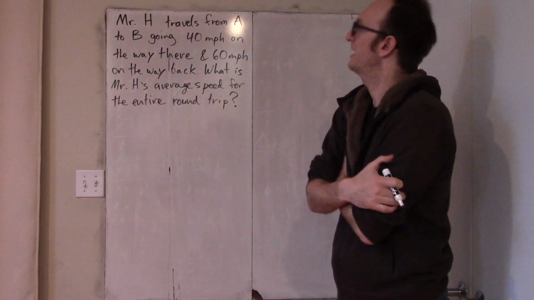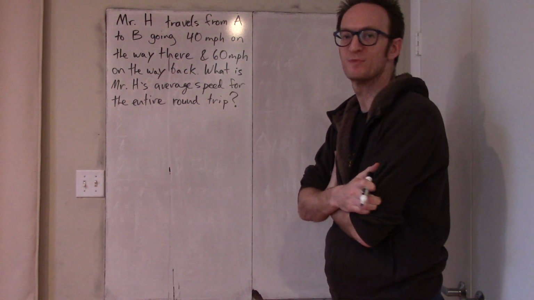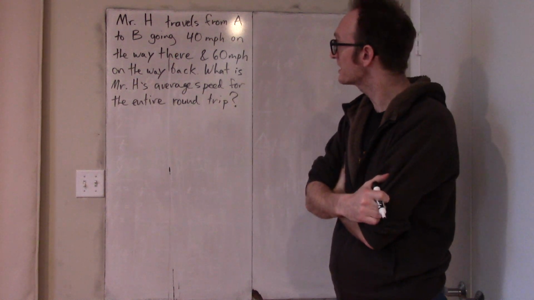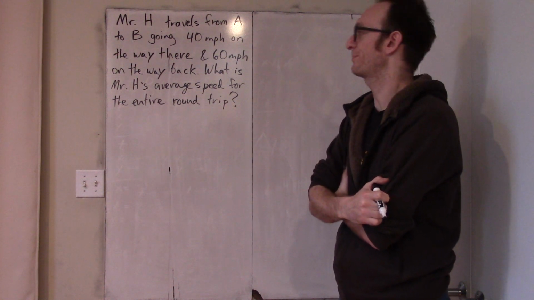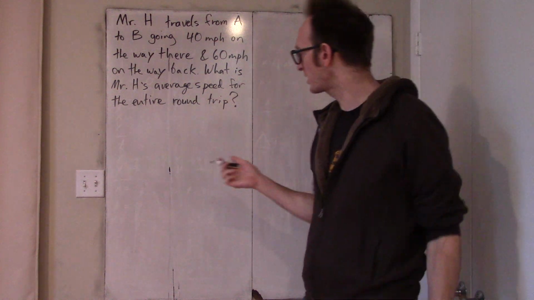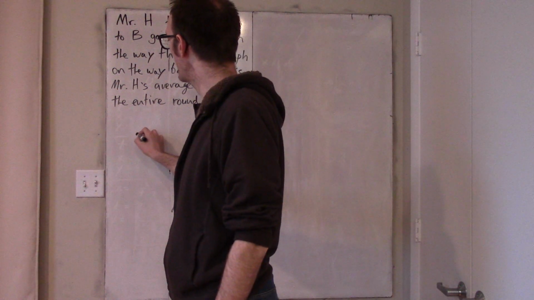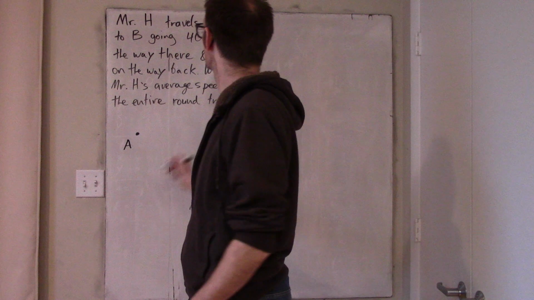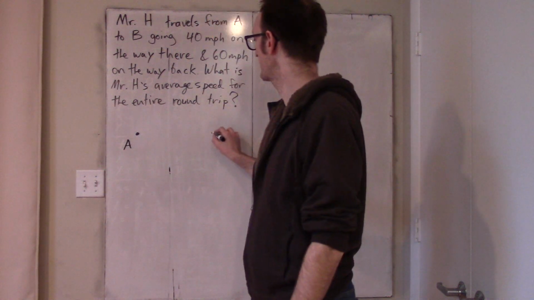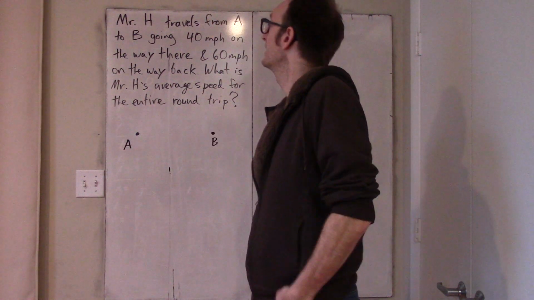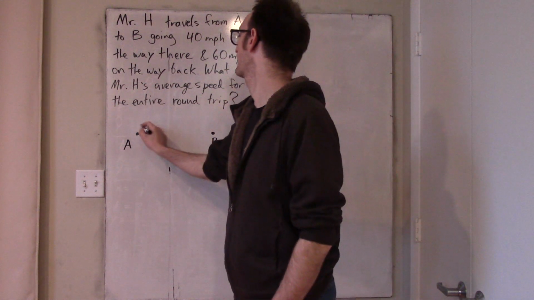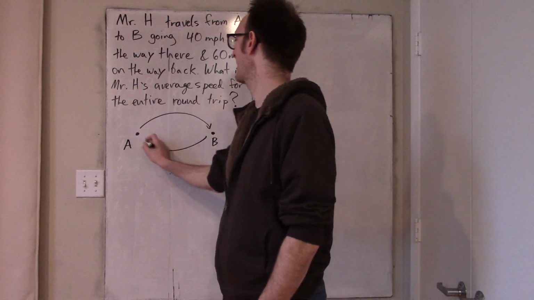Let's do it. There's this person, I'm calling them Mr. H, doesn't really matter what their name is, and they go on a round trip. So we start at point A, some city, and some other city or town, B. And we go from A to B and then back again.